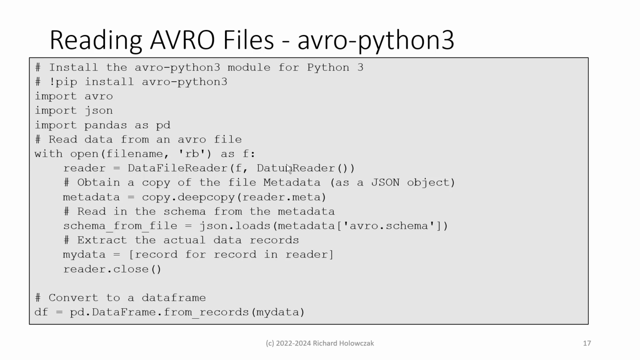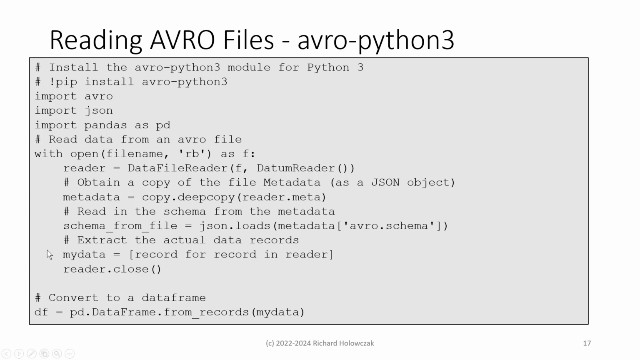So dealing with Avro files is a little bit more tricky. This is the Avro Python 3 implementation. You import Avro, and you have to import JSON and pandas. Basically, you open up your Avro file, which is represented as the file name here. You create a data file reader, which is something that comes with the Avro module. And then you copy out the metadata, which again is that JSON document that has the column names and the data types.